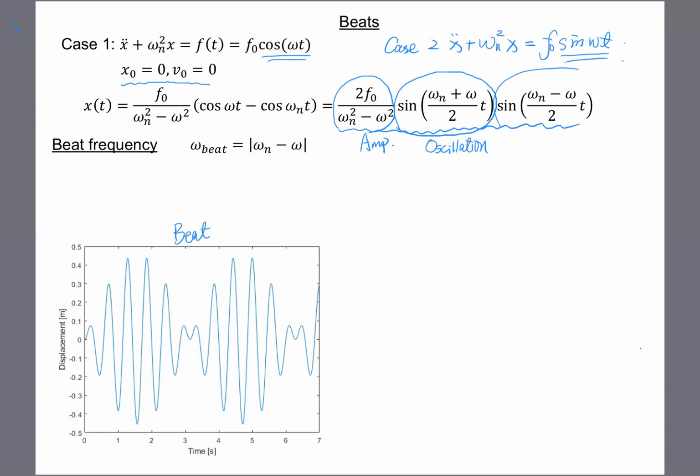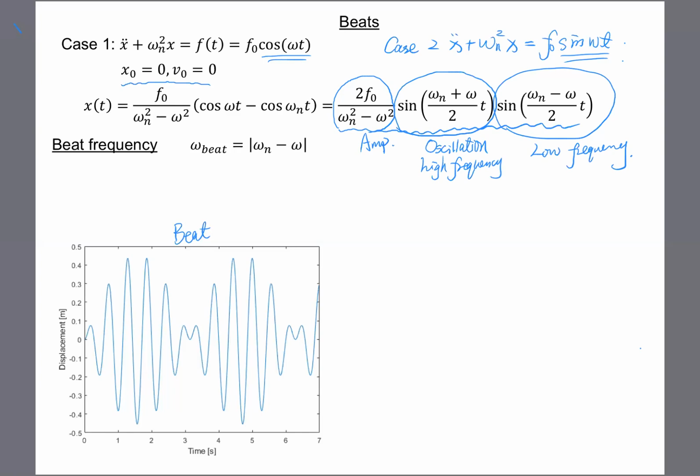And then the last component is a low frequency oscillation. Why is this one high frequency? Because you can check the frequency component. The frequency for this oscillation is omega n plus omega. That's a really large number. Here, this is a very small number. That's why it's low frequency.